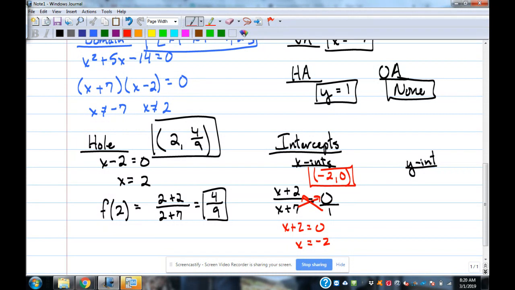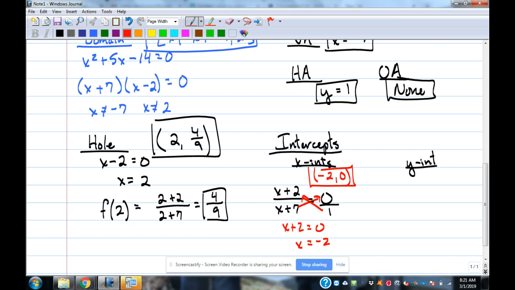-2, 0. If your rational function is only one fraction, which most of them are, the numerator set equal to 0 is going to give you your x-intercepts. The denominator is always going to cancel out. So the shortcut is just set the numerator equal to 0. Mathematically, this is really what you're doing. You're setting the whole thing equal to 0, but we know that the denominator is going to go away. The numerator is the only thing we're solving there. Okay, so that can save you a little bit of time and writing as far as that goes.